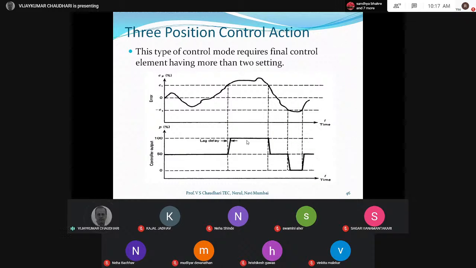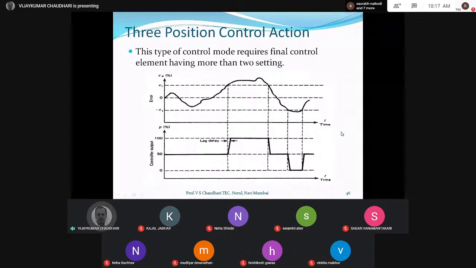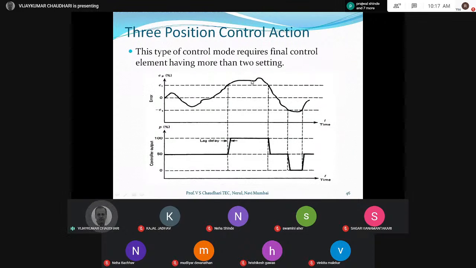See, this figure was controller output versus error, right? Here, error versus time and controller output versus time. Okay, what was the y-axis here? The y-axis here was controller output. The x-axis was percentage error, right? Error and controller output. These figures are different.